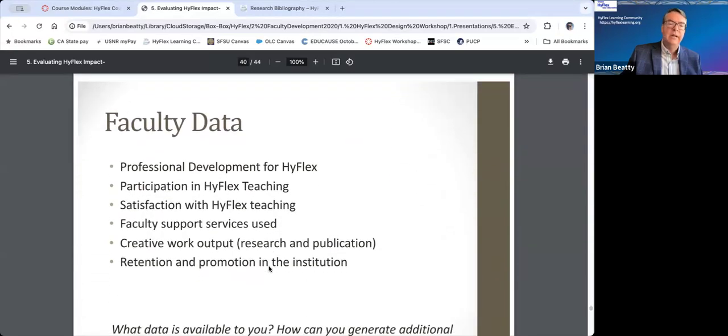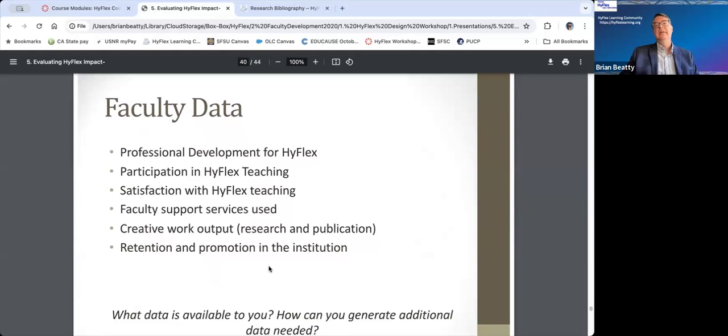How about faculty data? Are they taking advantage of professional development? Are they participating in teaching? Are they satisfied with it? Are they talking to others in their program about it? Are they writing about it in their field? Sometimes it's very important for them.